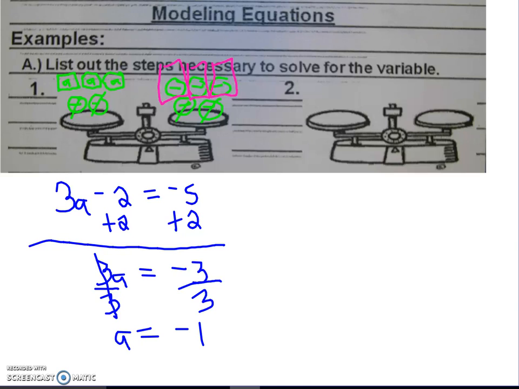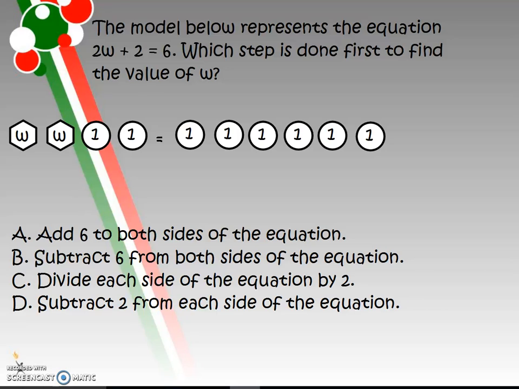Okay, let's look at number 2. Okay, on number 2, the model below represents the equation 2w plus 2 equals 6. Which step is done first to find the value of w? First, we need to get rid of this. So we are going to subtract 2 from both sides.